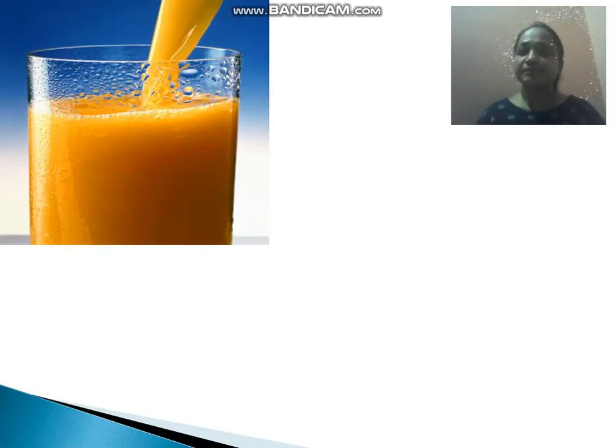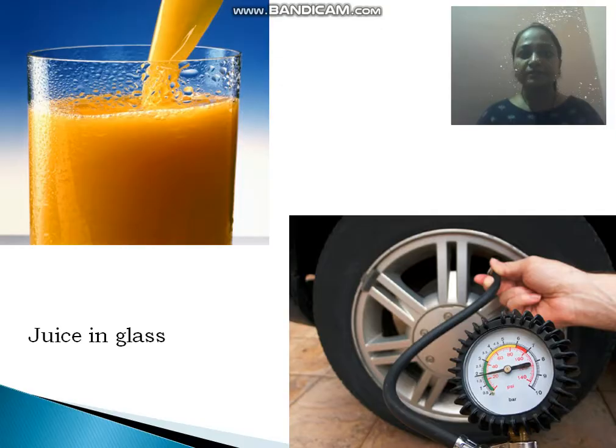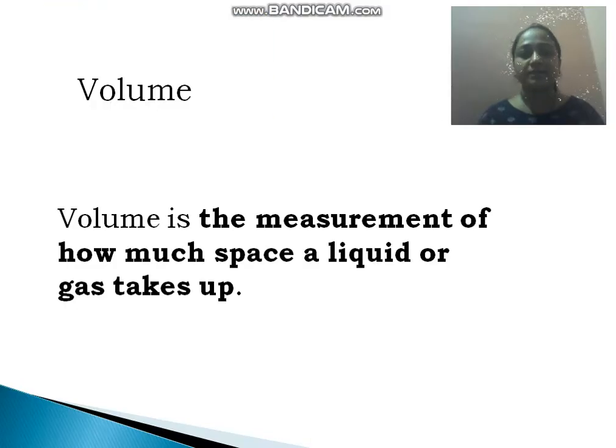But the next slide is, yes, what is it, students? Yes, this is juice in a glass. And what is this, students? Yes, this is a tire, with air in the tire. Air is important in this. So this is the example of volume. These are all examples of volume.